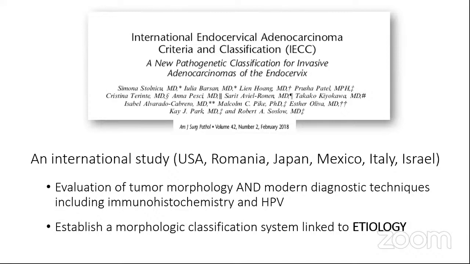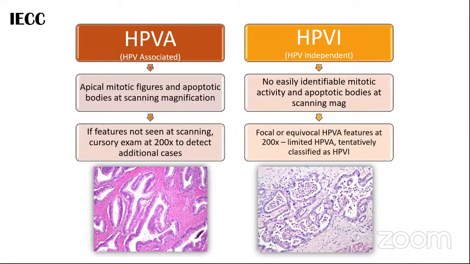Now, I know Dr. Karen Talia gave a talk back in September covering this really well, so I'm not going to go into too much detail, but this was an international study where we looked at tumor morphology and tried to link it to modern diagnostic techniques like immunohistochemistry and HPV to try and come up with a classification system that's not just based on morphology, but also linked to etiology. And so it's a very simple system that anyone can do with just a microscope. You don't need special stains.